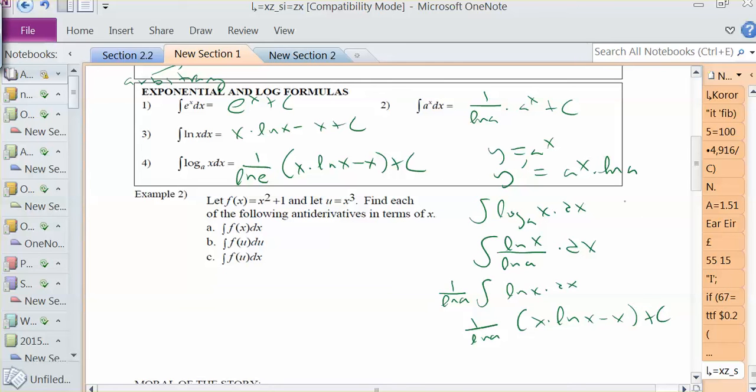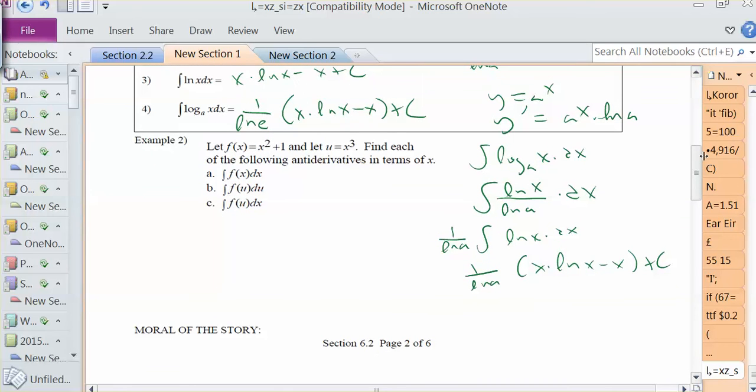All right, let's look at example 2. So f of x equals x squared plus 1, let u equal x cubed, find each of the following. Well, a is easy. We're integrating x squared plus 1 times dx. Make sure you put the x squared plus 1 in parentheses, so that way you're showing you're doing the antiderivative of that whole expression. Of course, that's x cubed over 3, because you add 1 to the exponent and divide by the exponent, plus x plus c.